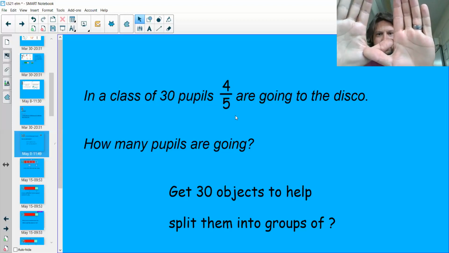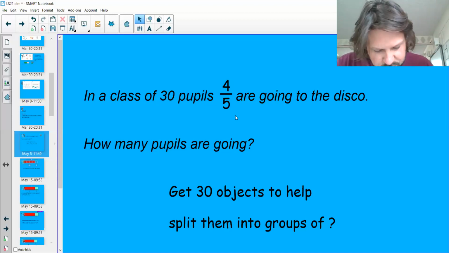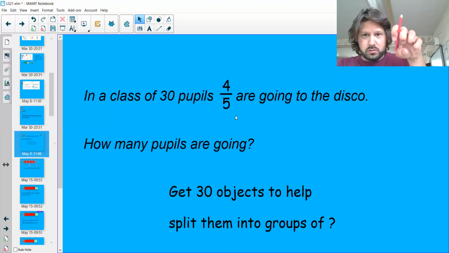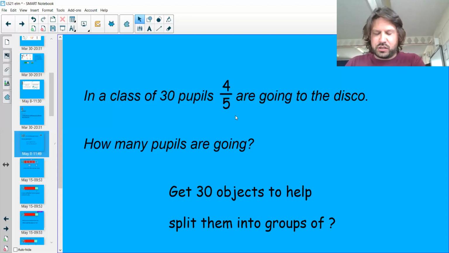And you can do that task. Now, how many did you get? If I quickly count, I have got 1, 2, 3, 4, 5, 6 in the first group. If I had a unit fraction, 1/5 would be 6. So 4/5 is 4 times 6. So 6, 12, 18, 24. So 24 children are going to the disco. I hope you got that right. I hope you managed to split equally. Keep doing it. Split equally and systematically so you can work that out.